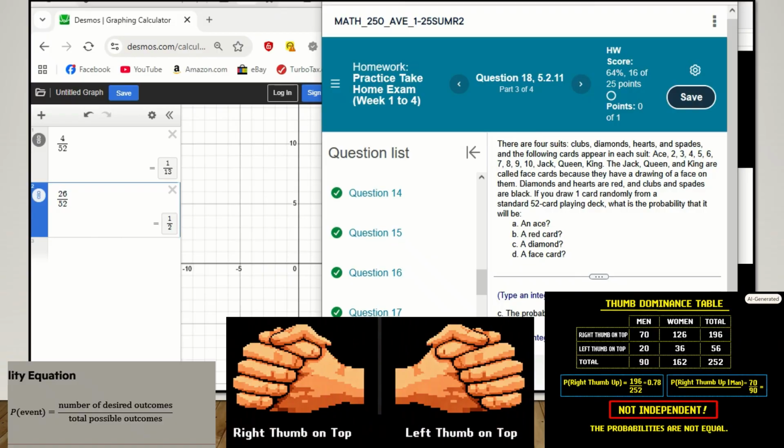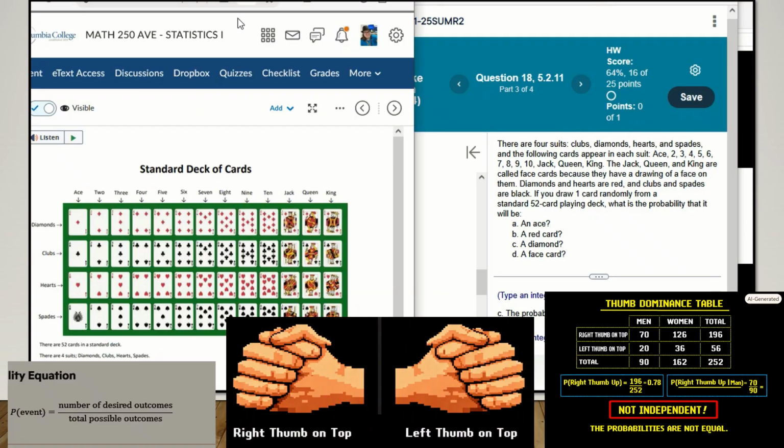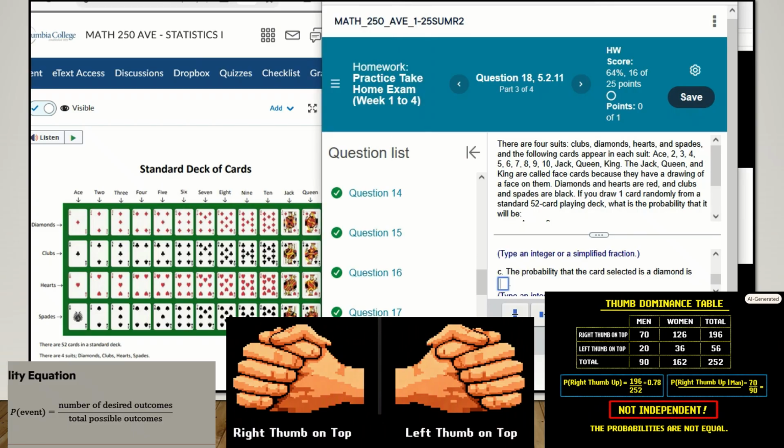Now the probability of a diamond. So let's go back over here. There's 13 diamonds, right? So it would be 13 out of 52. And believe it or not, that will reduce.